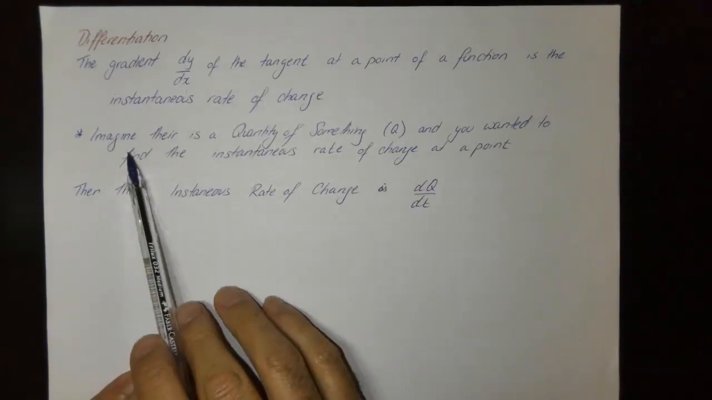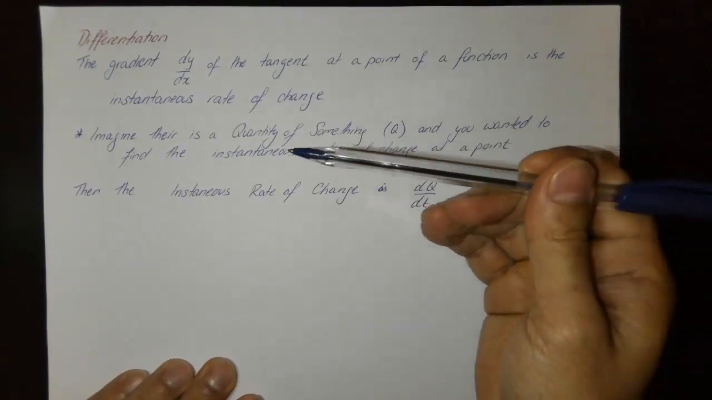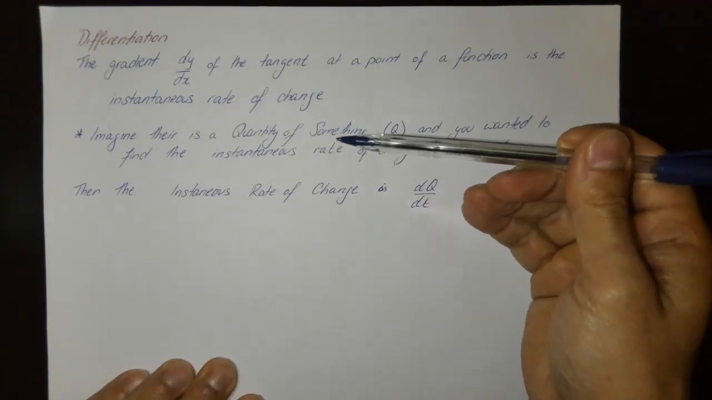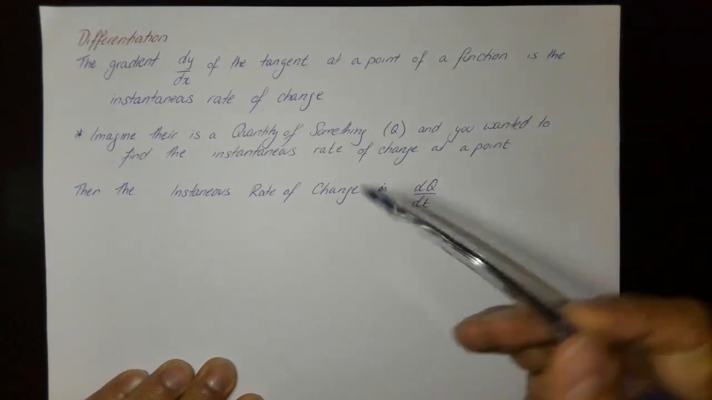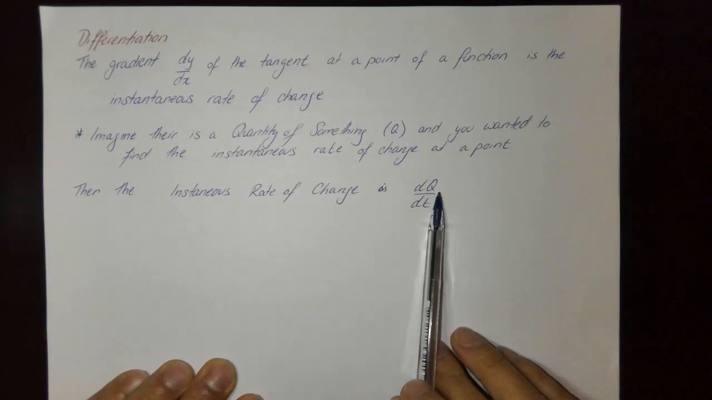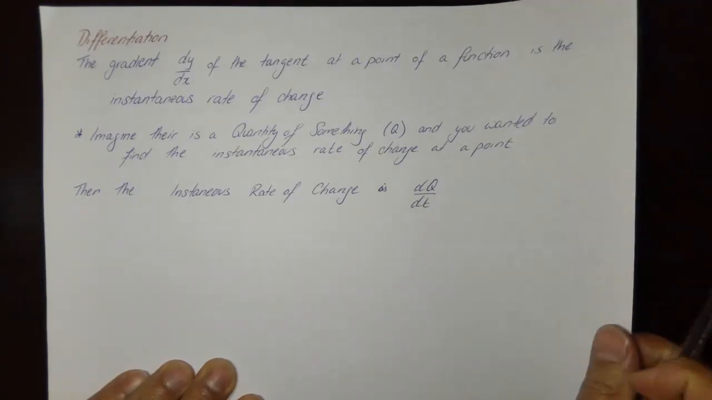So we still want to imagine there's a quantity of something, and we wanted to find how much that quantity has changed at a particular point in time. So we have to differentiate it to figure it out. So the instantaneous rate of change is dQ, the change of the quantity over the change in time. So dQ over dt.